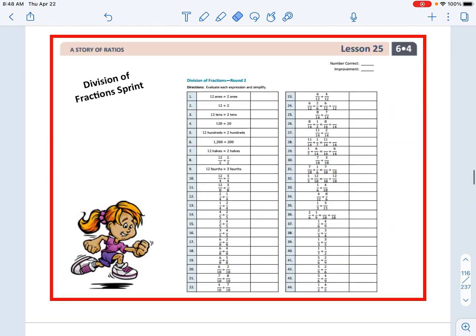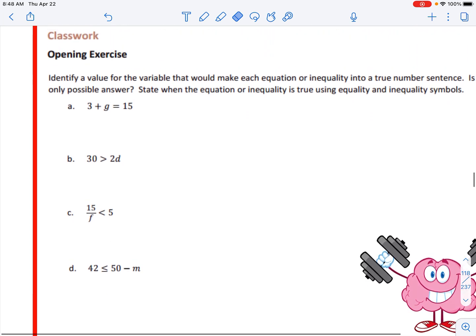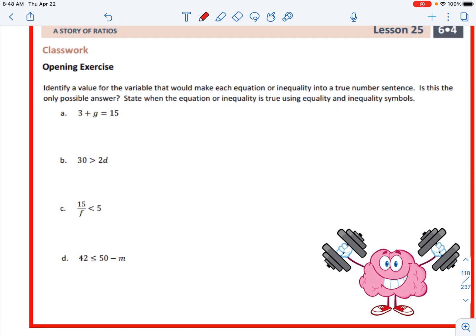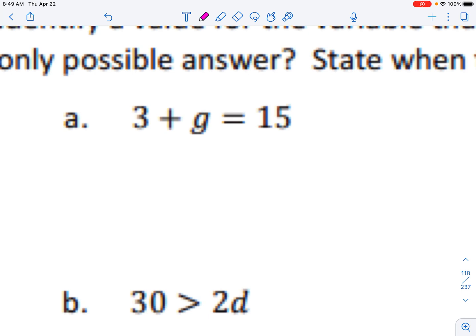Okay, so let's look at the opening exercise. I want you to try letters A through D, okay, just solving for the variable. So just solve for the variable, pause the video, try A through D on your own, and when you get done, press play and we will go over them together. So you should have paused the video and done these on your own, okay?